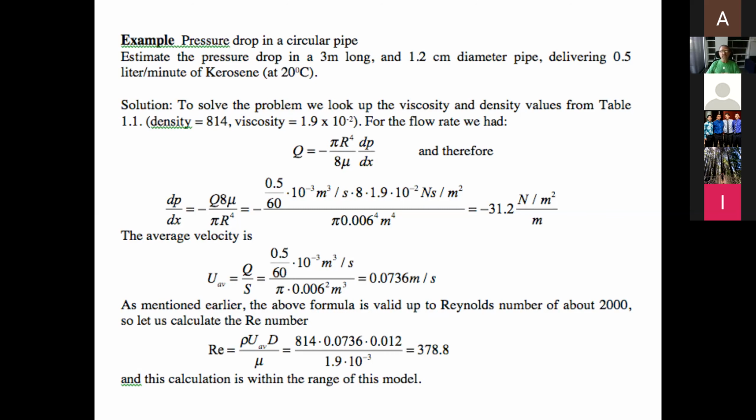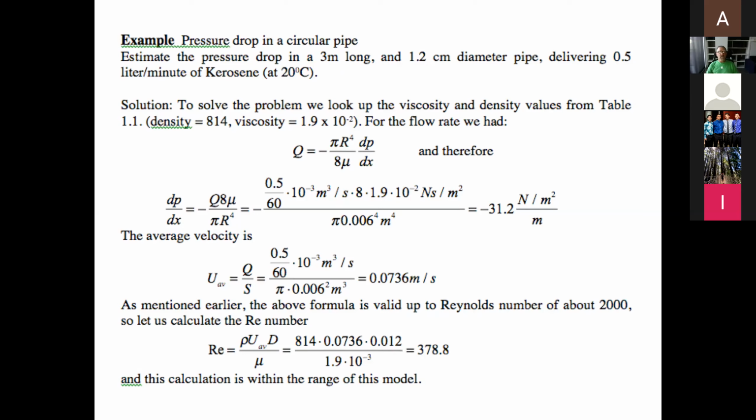So based on the exact formulation, which we said the laminar flow exact model, here is an example. We have a circular pipe, and it's 3 meters long, diameter is 1.2 centimeter. And we would like to push 1/2 liter kerosene per minute.